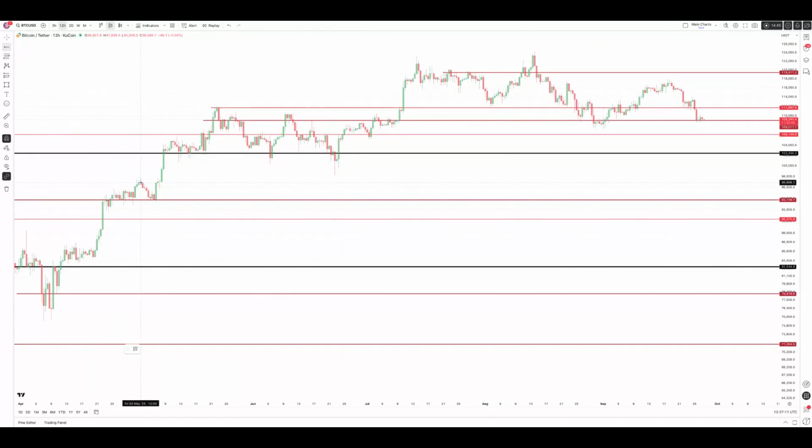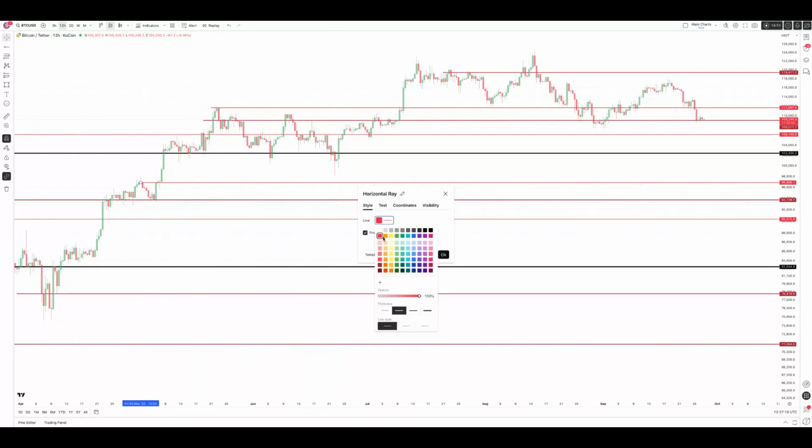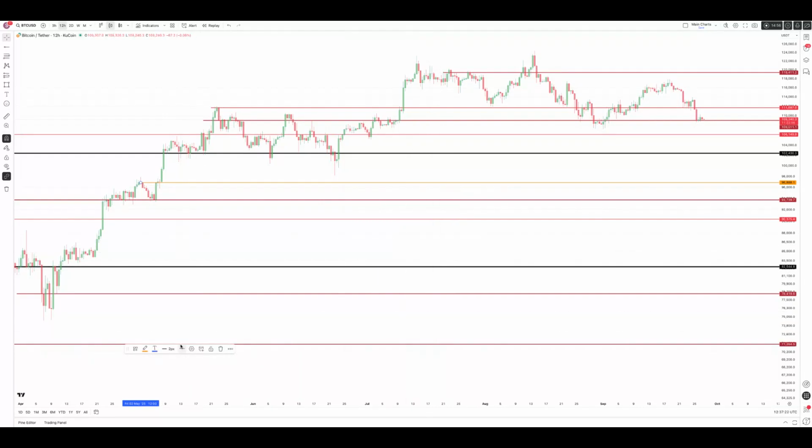Now, anything here? I'll take this level, and right away I'll change it so I don't get confused. This will be orange. Thickness stays at 2. Okay, you see? So another candidate for orange is here. What else? Obviously the all-time high. And we can use this low.